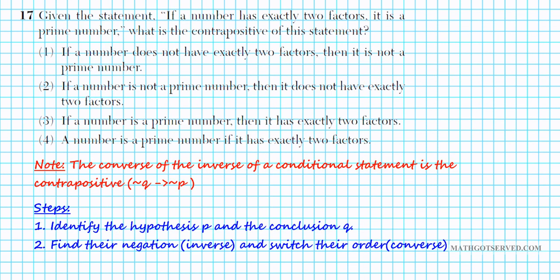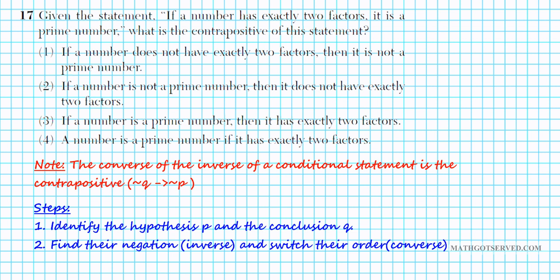All right, let's take a look at problem number 17. It reads, given the statement, if a number has exactly 2 factors, it is a prime number, what is the contrapositive of this statement? Now, one thing you want to note about logic problems like this is that the converse of the inverse of a conditional statement is the contrapositive. Basically, you're taking the reversal of the negation of the hypothesis and the conclusion.